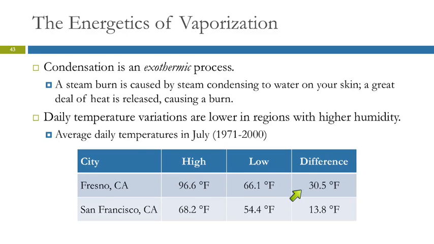The difference is 30.5. In San Francisco, the difference is 13.8. The temperature does not fluctuate from the high of the day to the low of the day very much at all. Here, it can fluctuate wildly. That's the average difference. Some days we have a 40-degree difference, right? It's 100 in the afternoon, and it's 60 at night. And that's why we're so messed up.